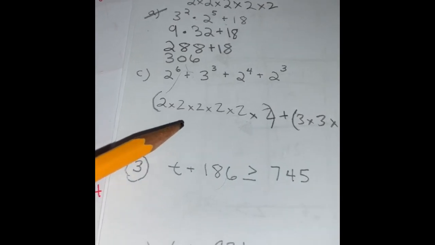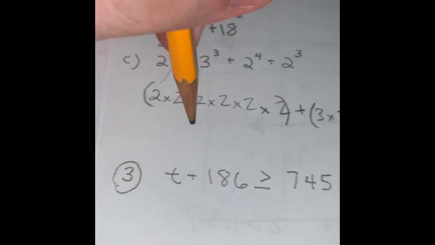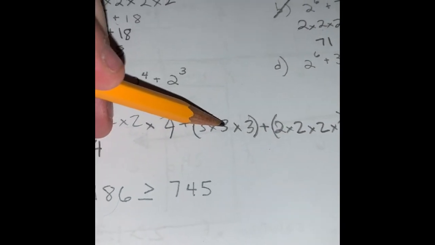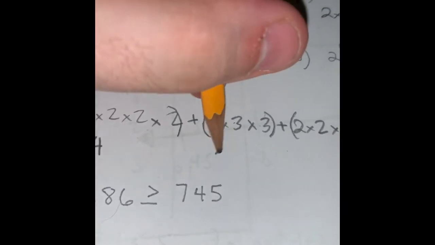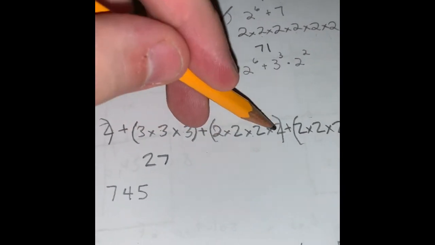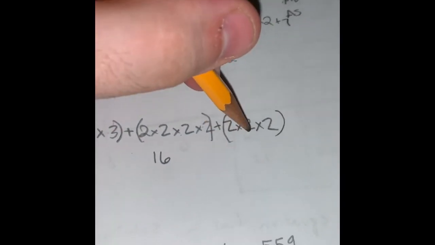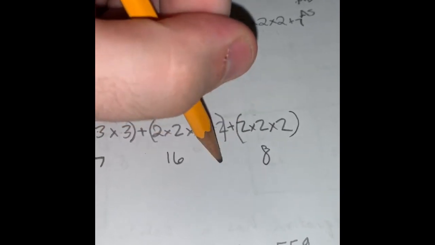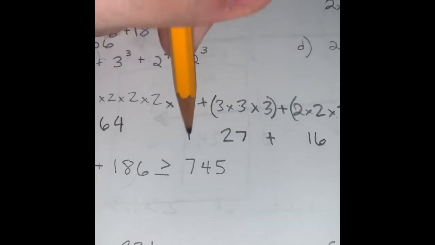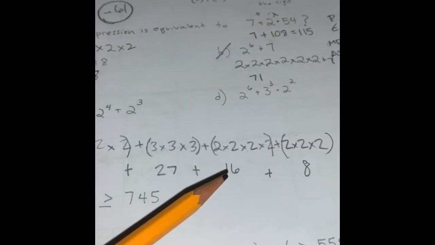So 2 with an exponent of 6, we just figured out, and the last answer choice was going to be 64. 3 times 3 is 9, times 3 is 27. 2 times 2 times 2 times 2 is going to be 16. And 2 times 2 times 2 is 8. And the symbol in between each of these was adding. So we're going to go ahead and add 64 plus 27 plus 16.